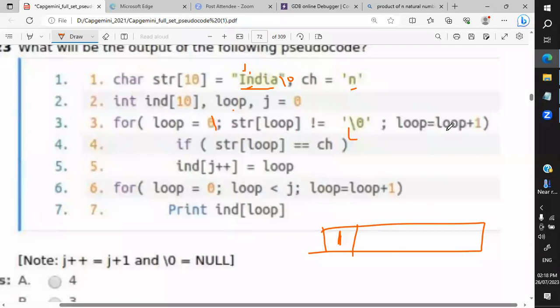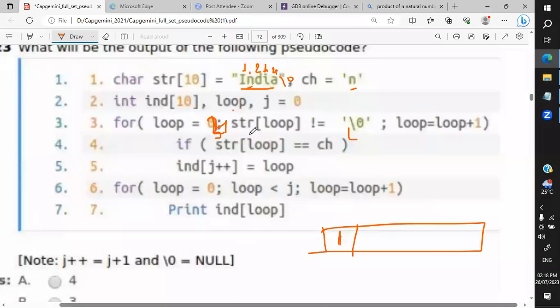After that, as it is true, it next goes back to loop equal to loop plus 1. Loop value will become 2. Now 2 is nothing but D. Now D equal to CH, D equal to N. Is it true? No. Loop value will be incremented to I. Loop value will become 3. It is I. I equal to N. False. Goes back. Loop value will become 4, which is nothing but A.